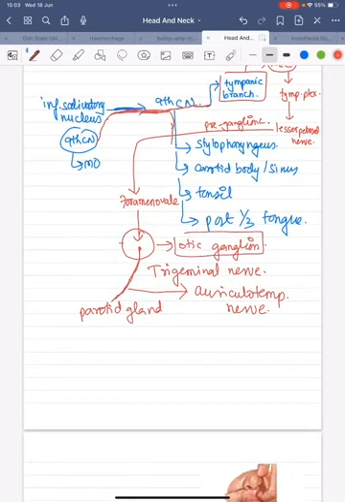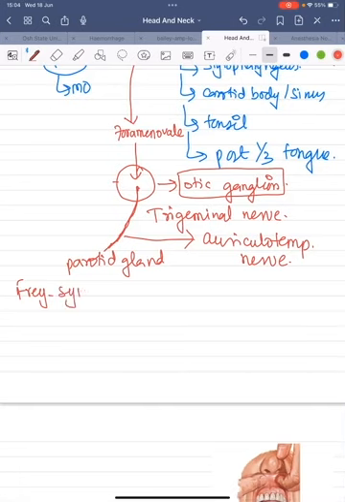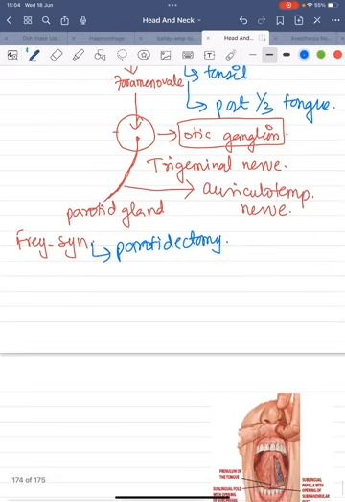Okay. Now one very important point which you must remember, clinical correlation, that is known as Frey's syndrome. So what is Frey's syndrome? Please remember, for example, whenever you perform parotidectomy, removal of the parotid gland, after this operation, sometimes what happens is that these auriculotemporal nerve fibers, which fibers are these? They are your secretomotor fibers.